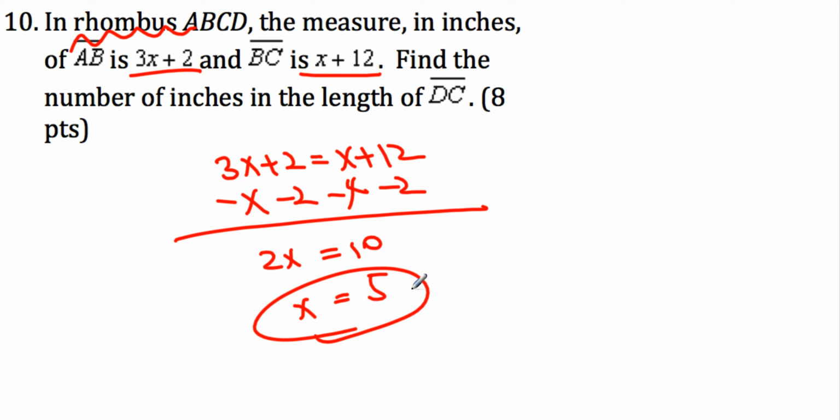Now, 5 is not the length for CD because CD is opposite of AB. So what we end up getting is 3 times 5 plus 2, which is equal to 17. And that's how we realize the line segment length BC and DC.